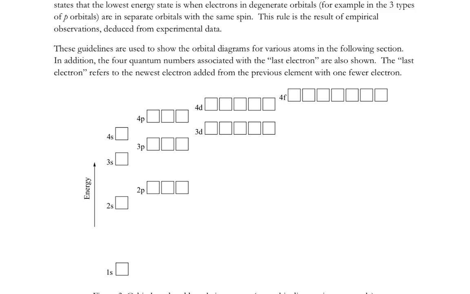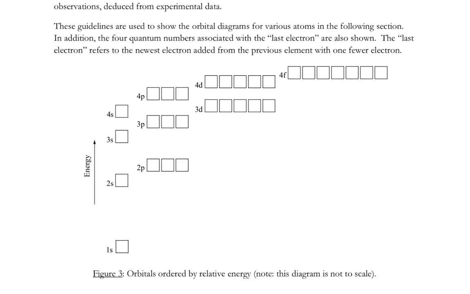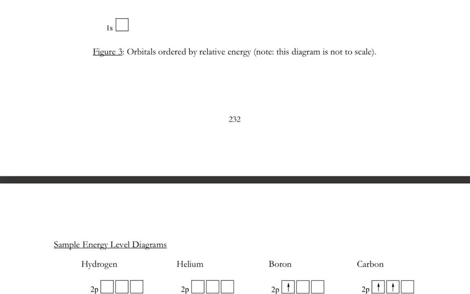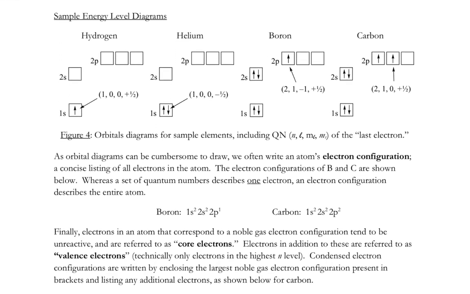We only draw a spin down if we're putting 2 electrons in the same orbital, but we spread them out when we have degenerate orbitals. That is Hund's rule. So let's see those practiced by looking at these sample energy level diagrams.